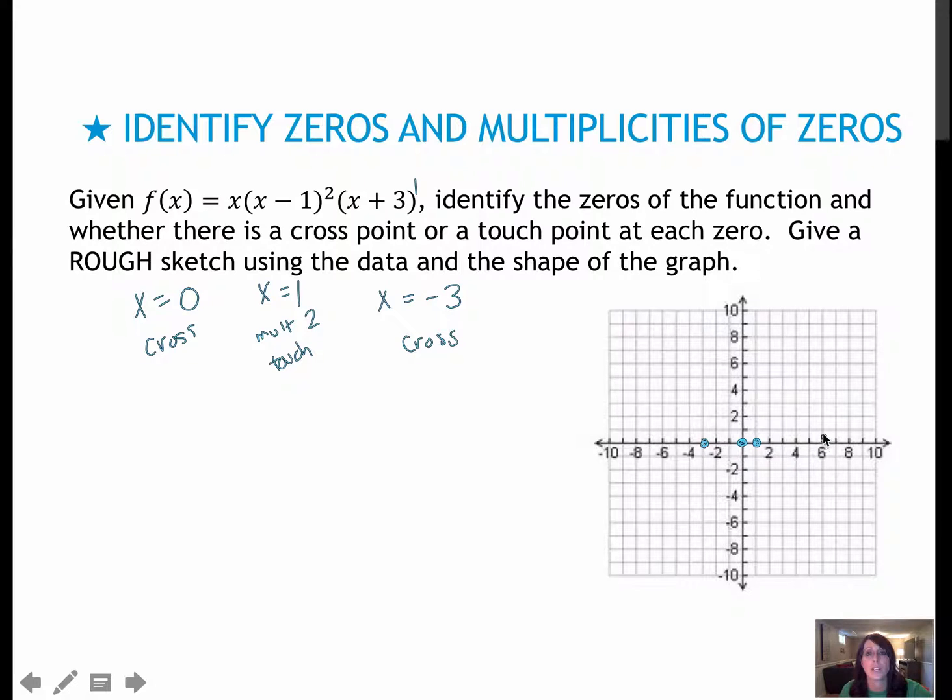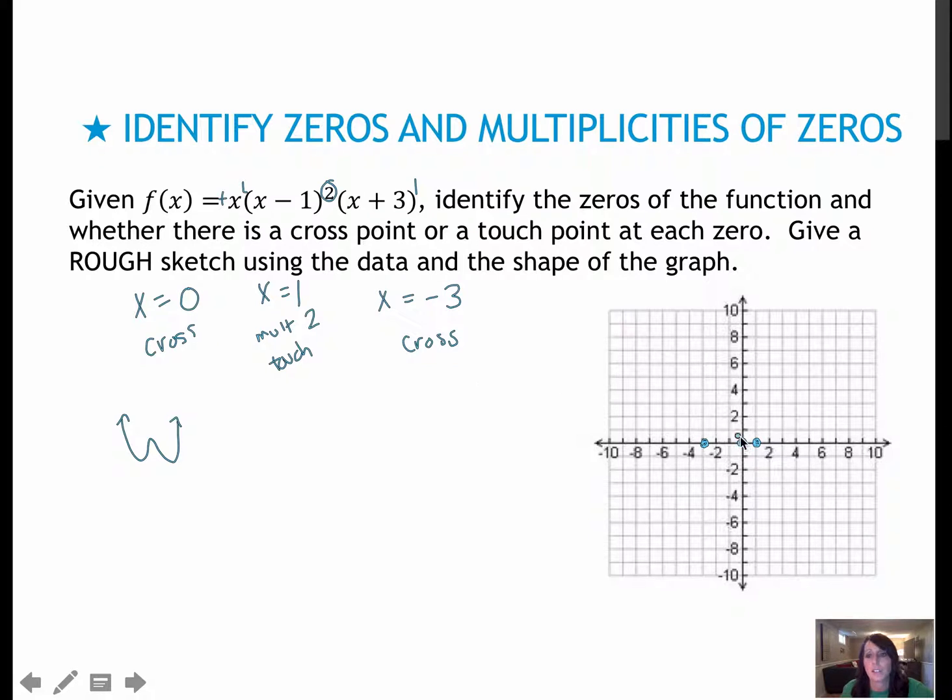The other thing I need to know is the degree. So I have a degree of 1, 2, 3, 4. So I have a degree of 4, and it's a positive leading coefficient, which means it's going to look something like this. Positive leading coefficient. It's going to be a W type of figure. So now I just have to make that work here.